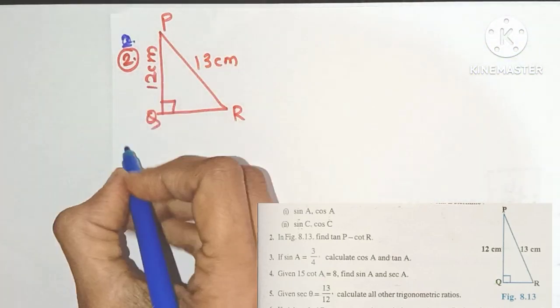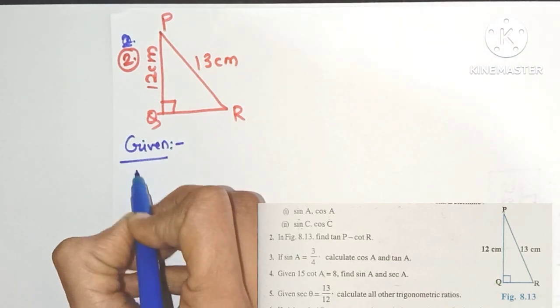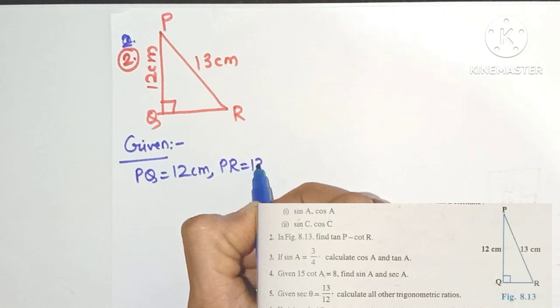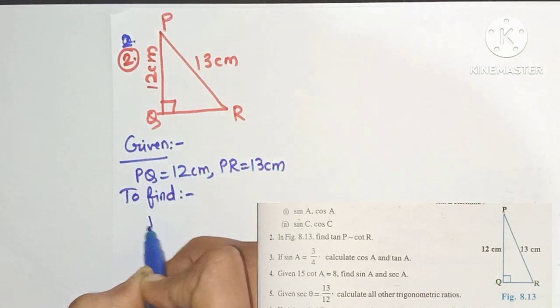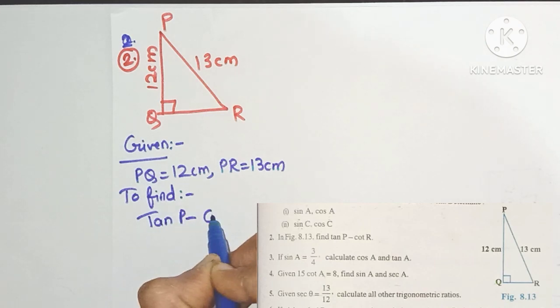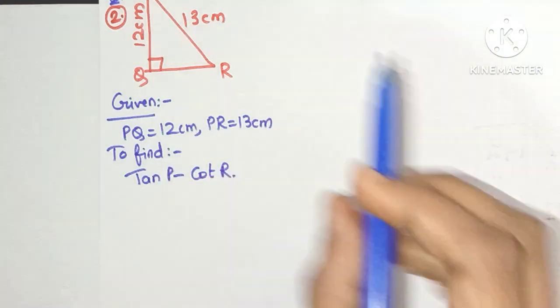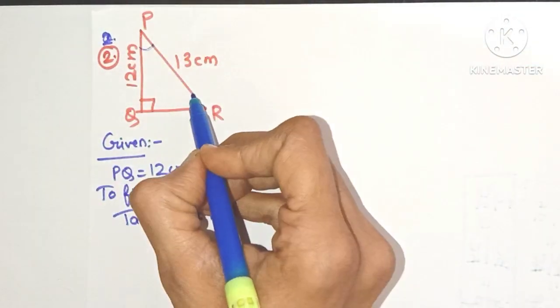So let us quickly write what is given. What is given to us is that PQ is 12 centimeter, PR is 13 centimeter. What do we have to find? We have to find tan P minus cot R. Okay. So what do we do, friends? For this, again, where is P? Let's locate that. P is over here and R is over here.